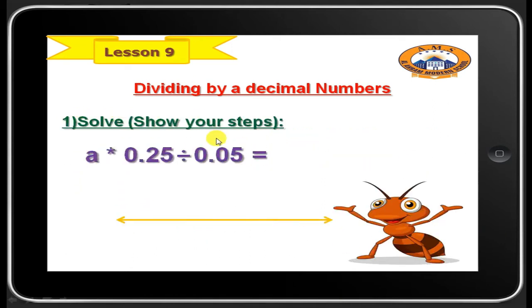So let's have another exercise. I want you to divide 0.25 divided by 0.05. Now, the first thing is to count in the divisor how many digits there are after the decimal point. Here is my decimal point and I have 2 digits after the decimal point. So let's multiply both of them by 100 because I have 2 digits after the decimal point.